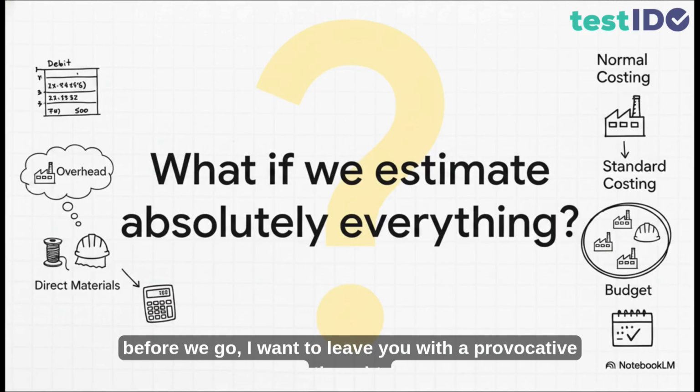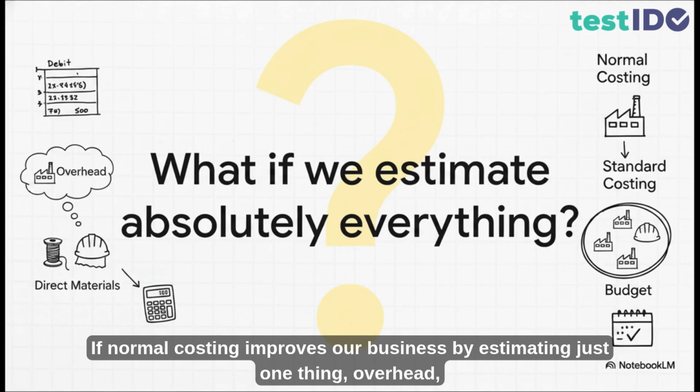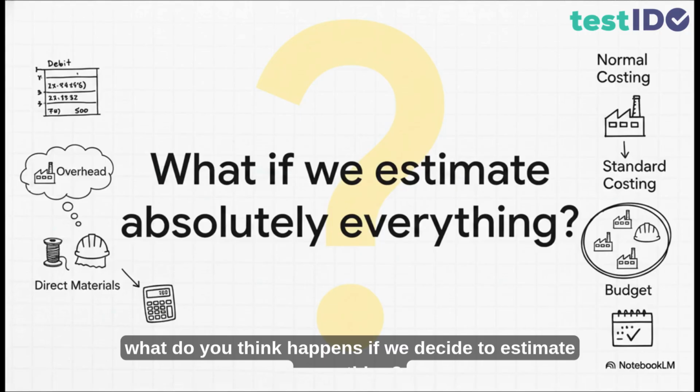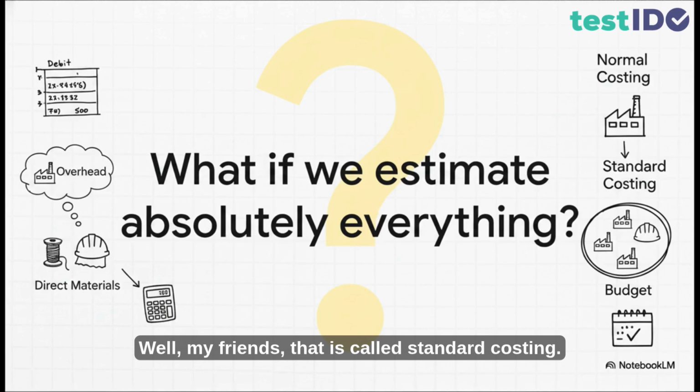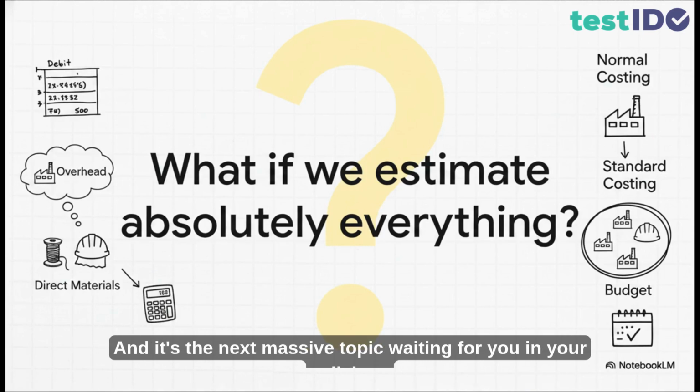But before we go, I want to leave you with a provocative thought. If normal costing improves our business by estimating just one thing, overhead, what do you think happens if we decide to estimate everything? Direct materials, direct labor, overhead, the whole shebang budgeted in advance? Well, my friends, that is called standard costing. And it's the next massive topic waiting for you in your syllabus.